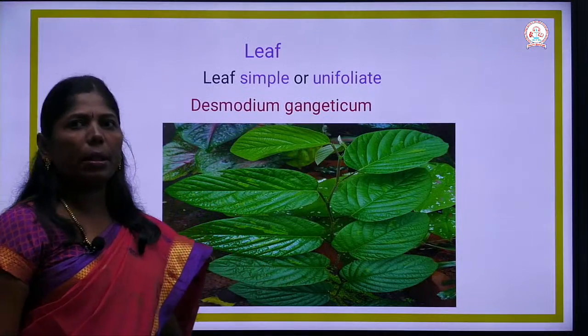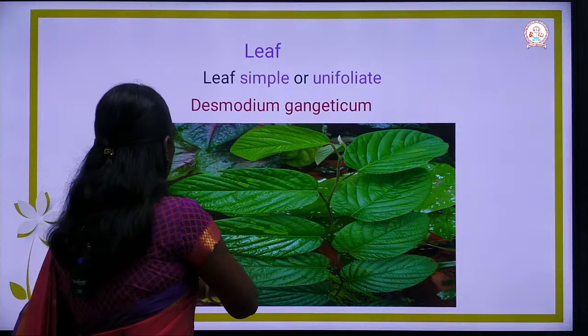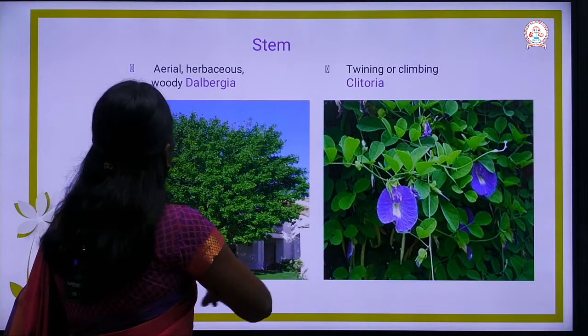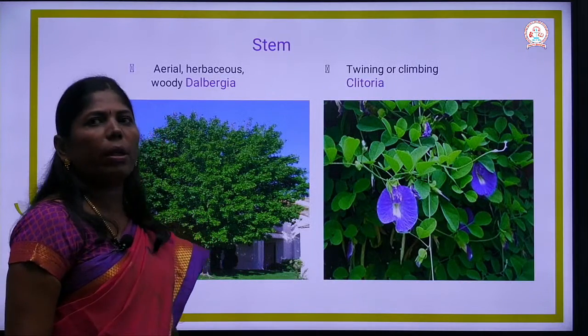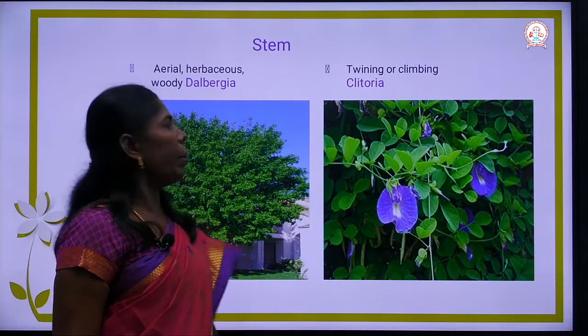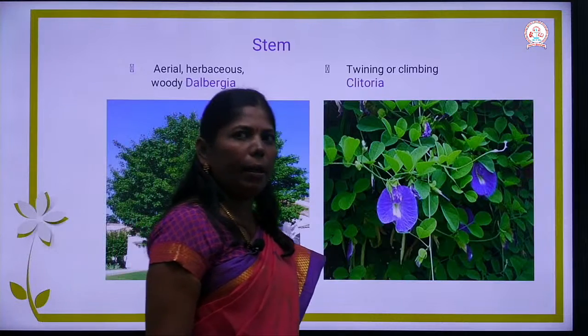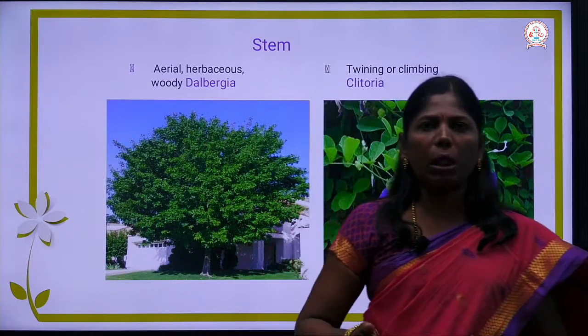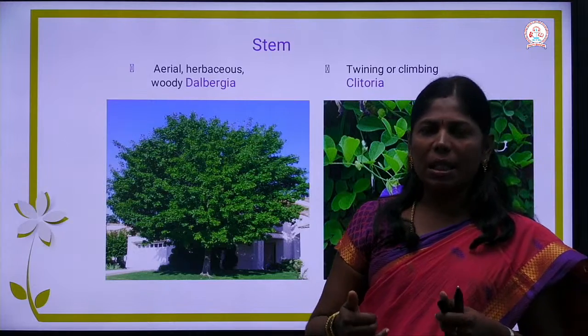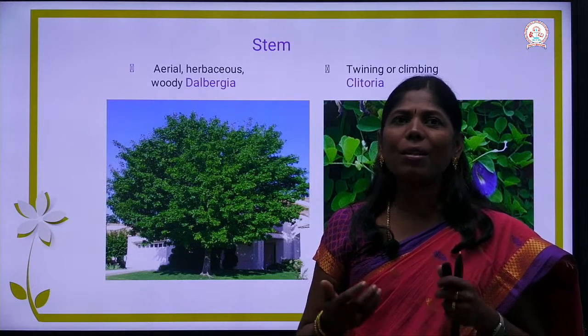So next we are going to see the leaf. So next we have to see the stem. So what type of stem is here? The first one is aerial. Aerial means it is above the ground level. Ground level ku mela vandirukkodiyadhu aerial. So it will be very straight, that is, erect in nature.